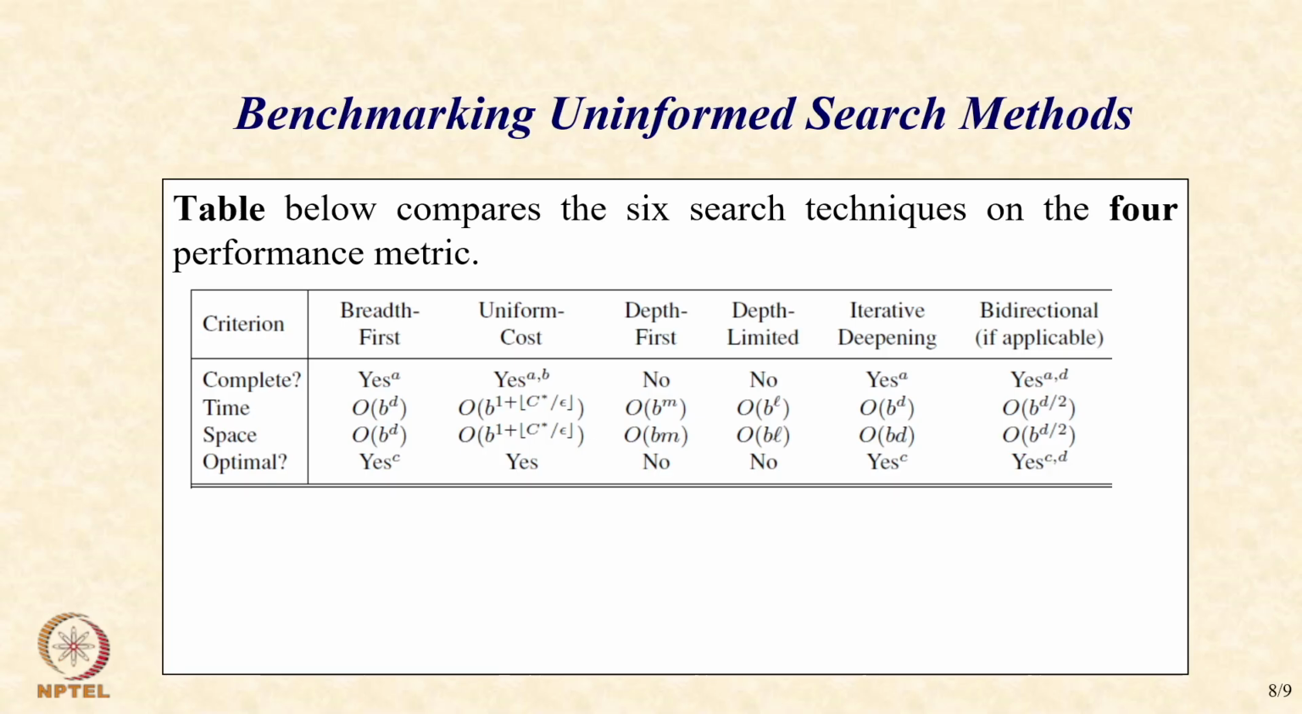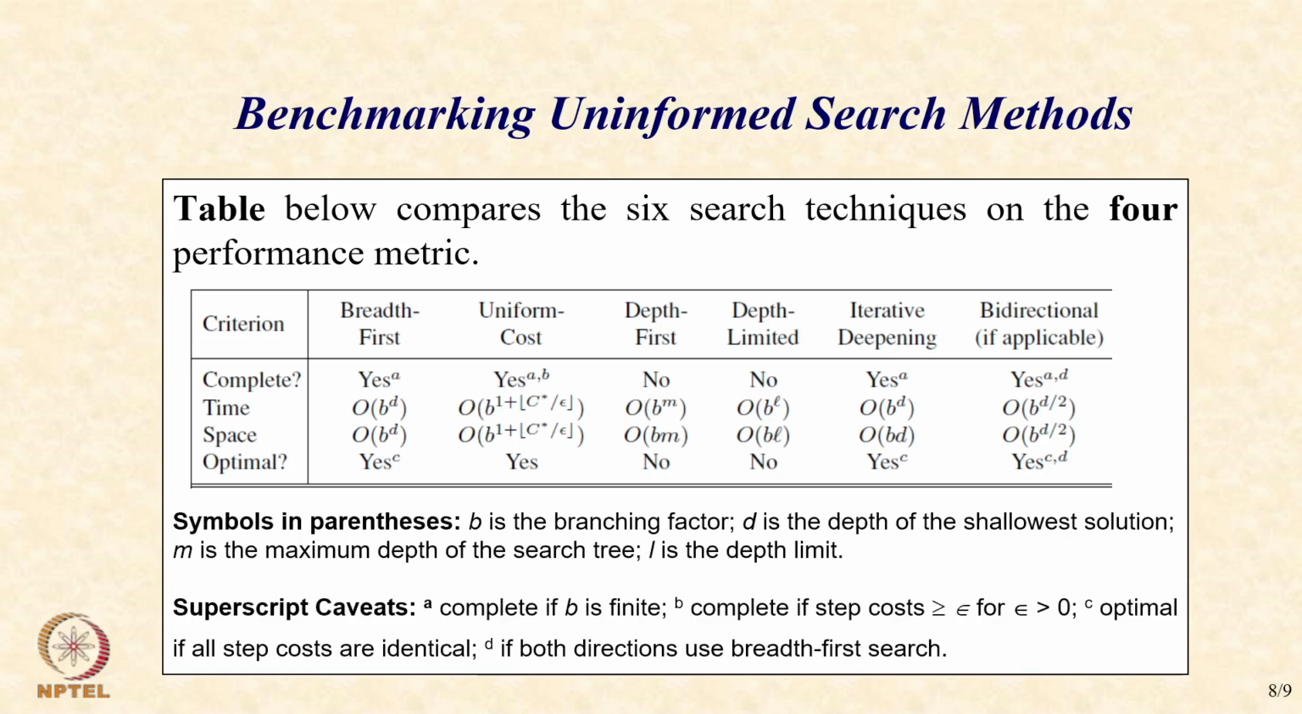And bidirectional of course has the benefit that it also has less space, less time, and it is complete. Some of these superscripts are the riders that we need to understand. So, the superscript caveats are: A is complete if b is finite, B complete if step costs are greater than epsilon for epsilon greater than 0, some numerical threshold. C is optimal if all step costs are identical. D, both directions use breadth first search.